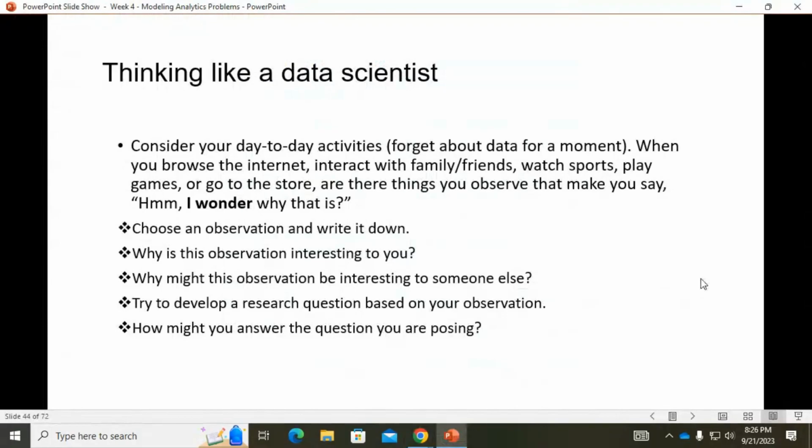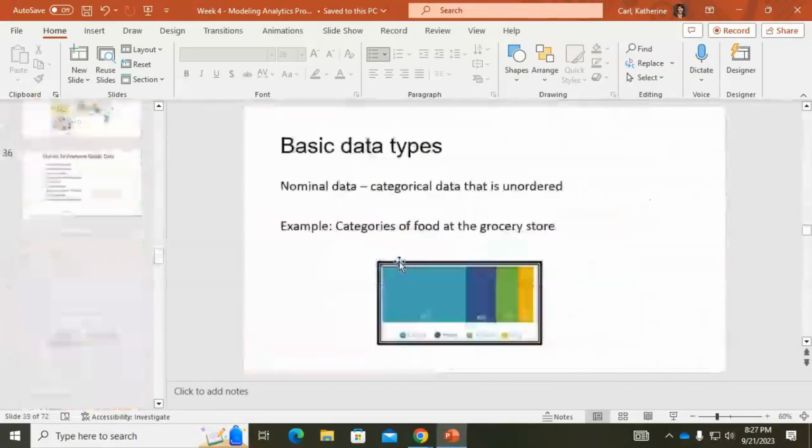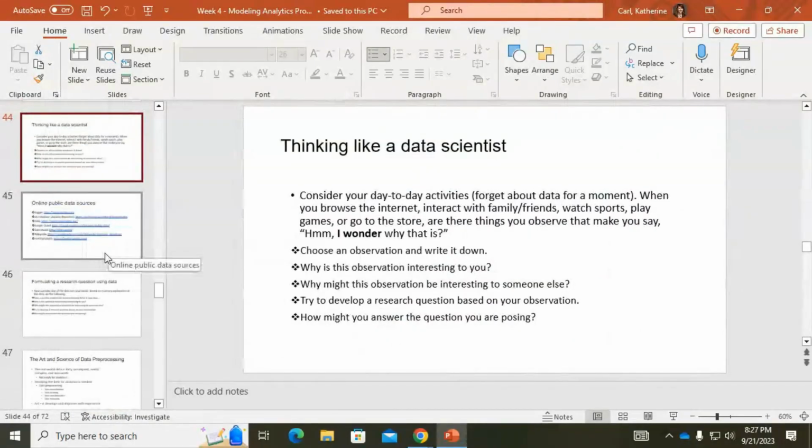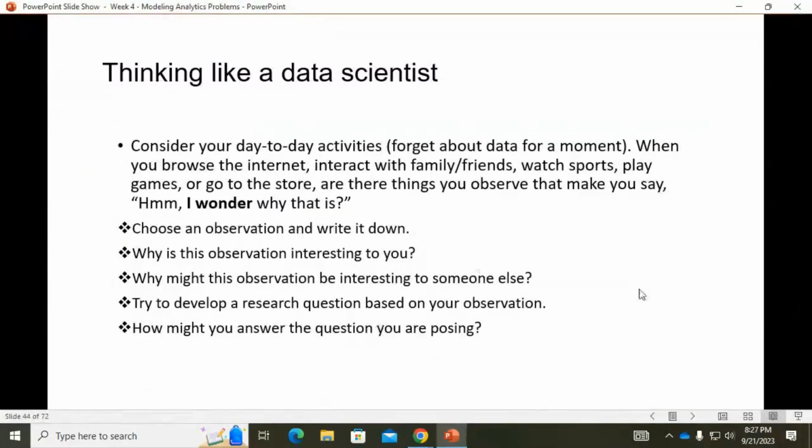Okay, so let's do another little exercise. We're kind of moving away from... you've already done this in discussion, but I'd like to do it together as well. So now I want to observe how you think like a data scientist.